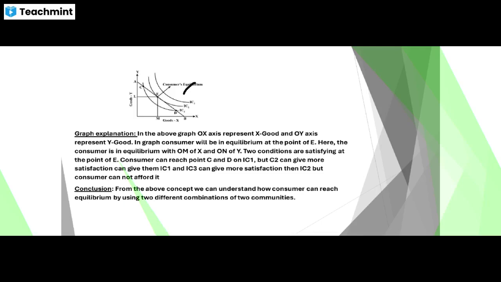Before point E, the consumer will get less satisfaction. That way it won't be IC1, and IC3 will give more satisfaction but the budget will be low. So you have to explain that in the graph explanation. And in conclusion, we can write: from the above concept we can understand how the consumer can reach equilibrium by using two different combinations of two commodities. Okay, here the spelling mistake is there, so it is commodities.